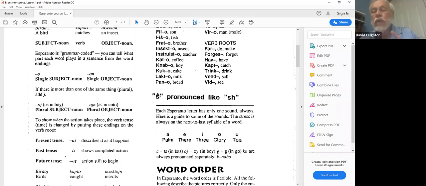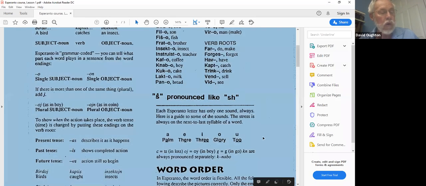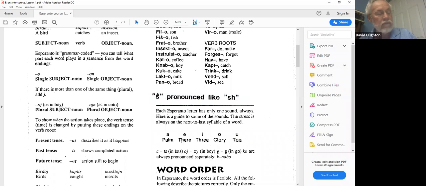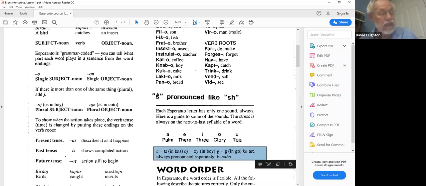Sure. If you have the letter S without a circumflex or a hat on top, then it's just like S in English, should be saw. But if you have S with a circumflex or a hat on top of the S, then it's the SH sound in English, shaw. Okay? And then below the vowels, a, e, e, o, u, pronounced like palm, there, three, glory, and two, it says this letter C is the TS sound, ts.